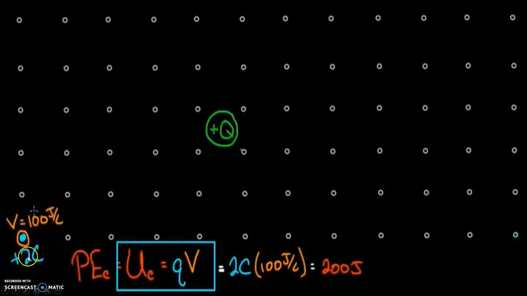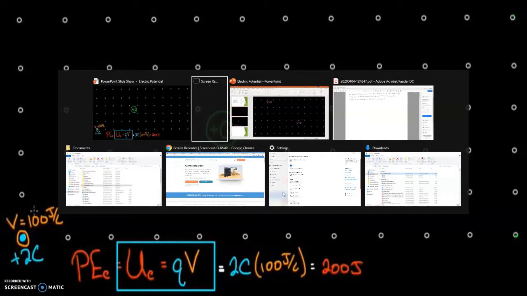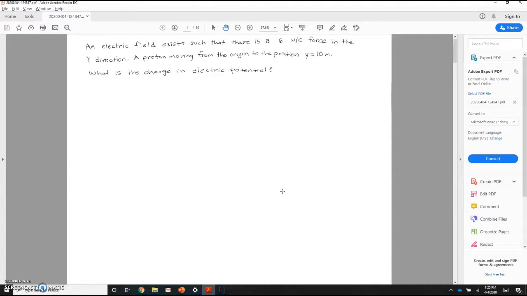So if we have a charge that is a 2 coulomb charge, to find the potential energy, we would just have to multiply the electric potential by the charge, which would be 100 times 2 in this case, and it would give us 200 joules of potential energy. So I thought this was a very helpful way of understanding it. And now I wanted to go and do a few practice problems. So here we have our first practice problem.